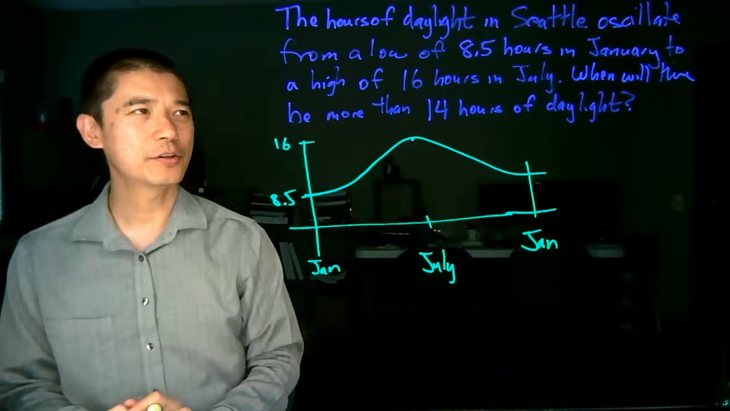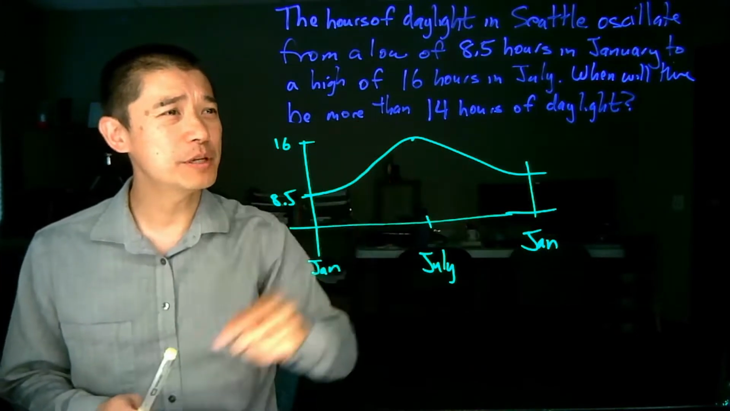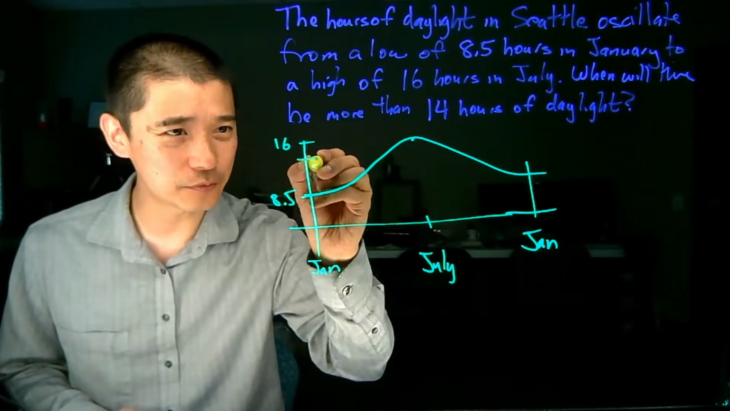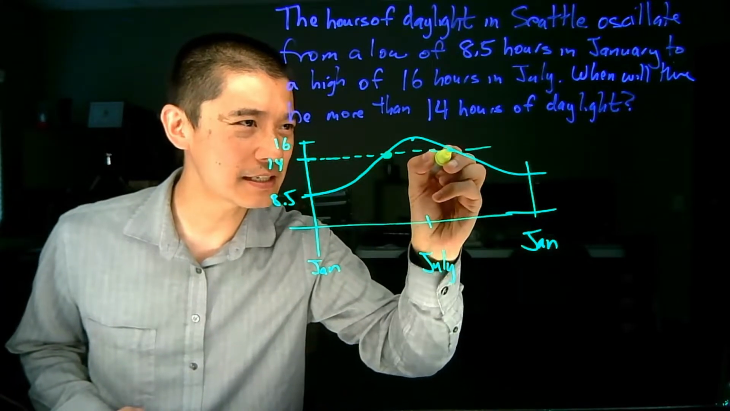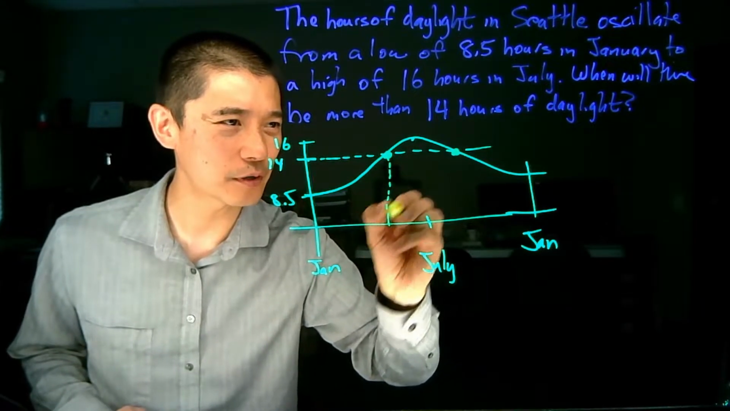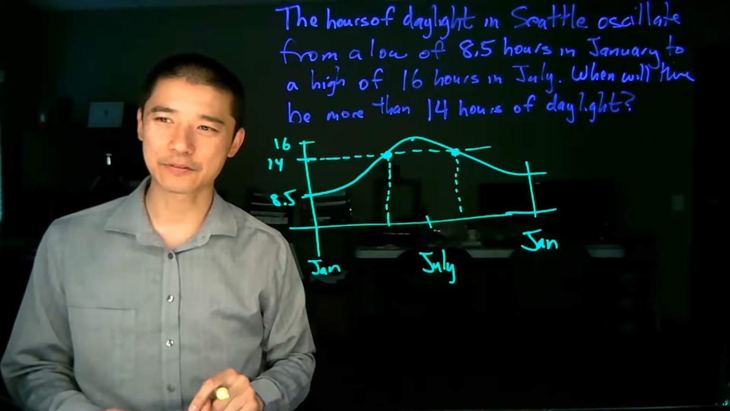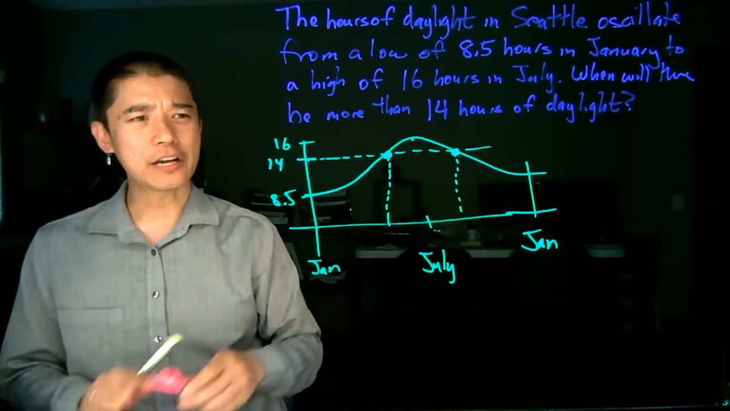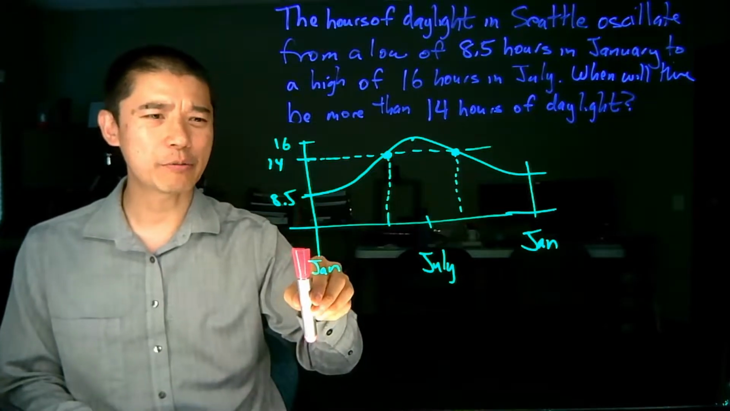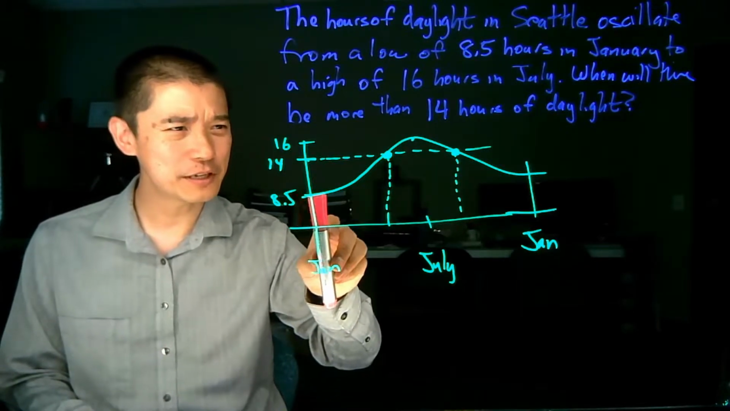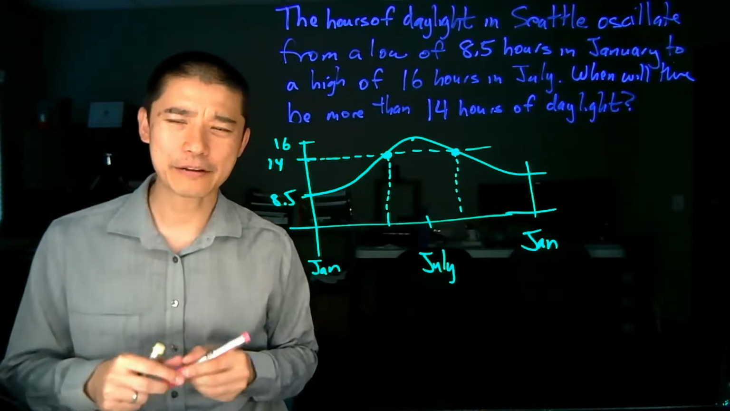So here's our picture. What's the problem asking of us? Well, it's asking us, when will there be more than 14 hours of daylight? So 14 is around here. We are interested in this date and this date because that marks the beginning and the end of when there will be at least 14 hours of daylight. And so this is our setup, and here's our picture. What do we need to do from here? Well, in this case, we need to create what's known as a mathematical model, a formula that represents this shape right here. Now, there are a couple things we have to do with this.